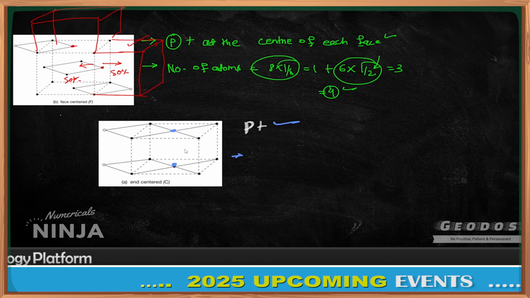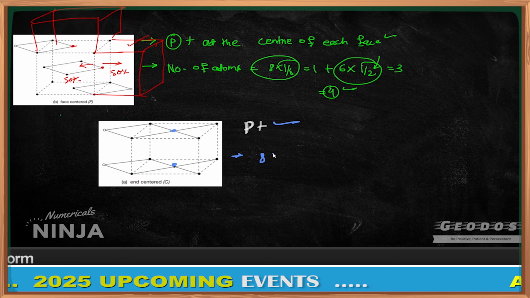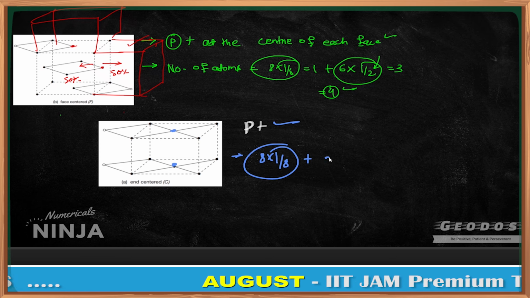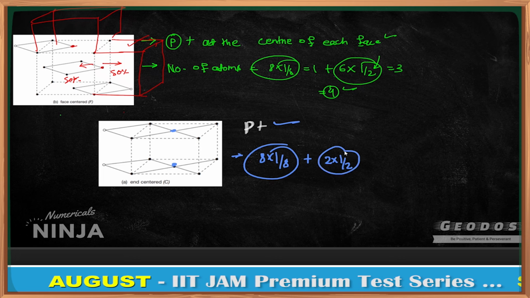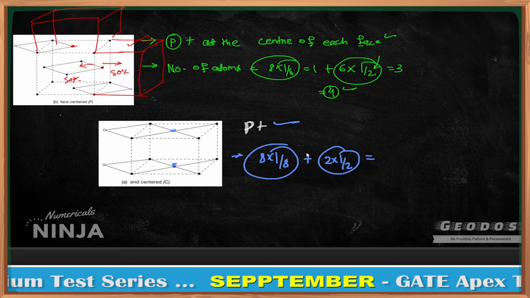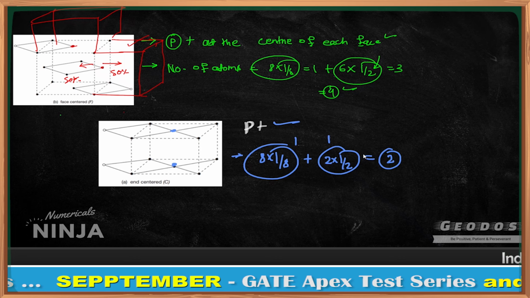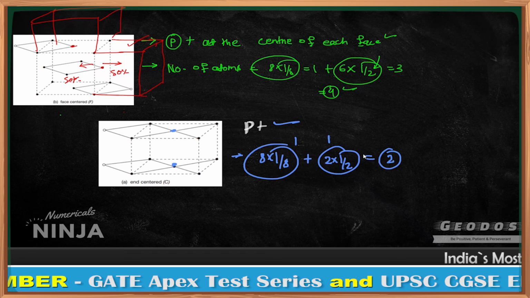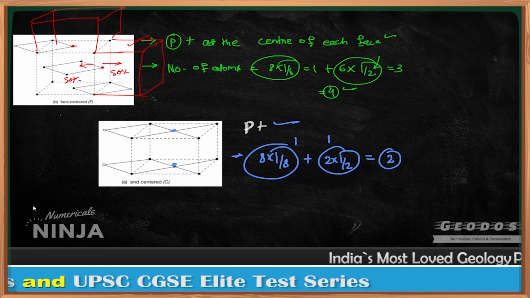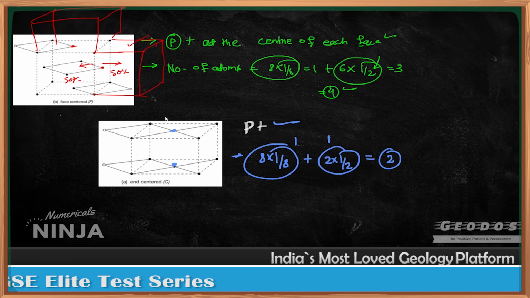So in these cases, what is basically going to happen, what will be these cases, you can just write. And what will be the number of atoms? 8 into 1 by 8 plus 2 into 1 by 2. In this case it will be 1, the total number of motif is going to be 2. There is another one which is called edge center. This is the miscellaneous one, you can say.